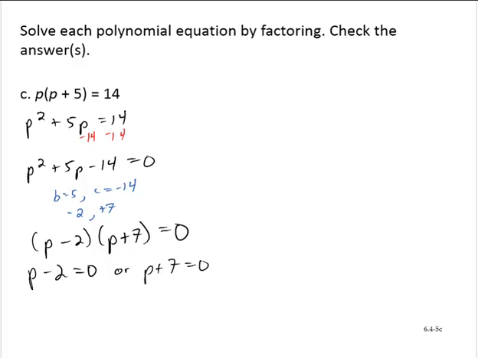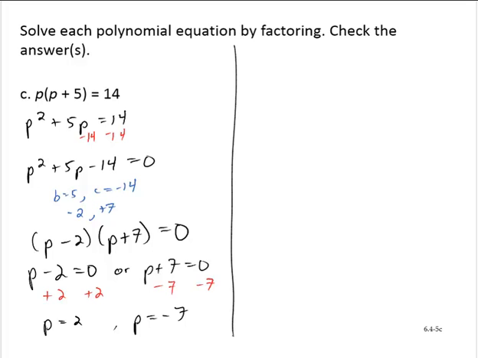On the first equation, to solve for p, I add 2 to both sides. On the second equation, to solve for p, I subtract 7 from both sides, yielding p is equal to 2 and p is equal to negative 7, respectively. Let's check our work by going back to the original equation. With p equal to 2, is 2 times 2 plus 5 equal to 14? Well, that's 2 times 7, which is certainly equal to 14.